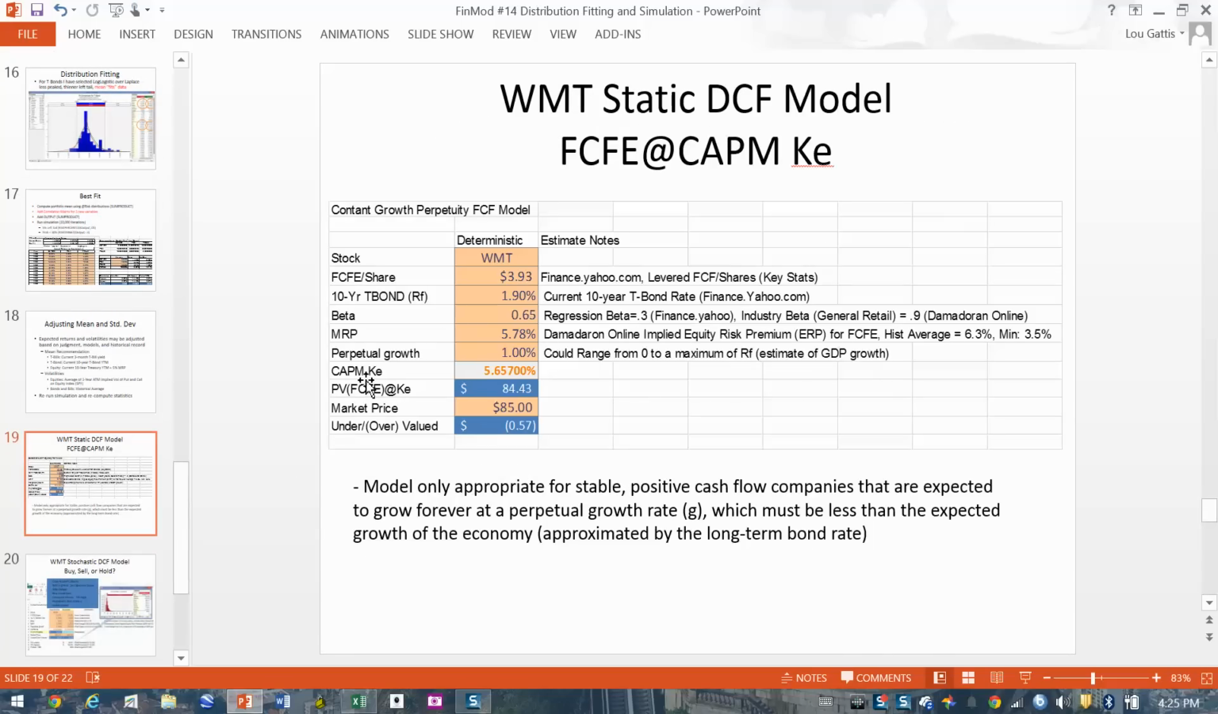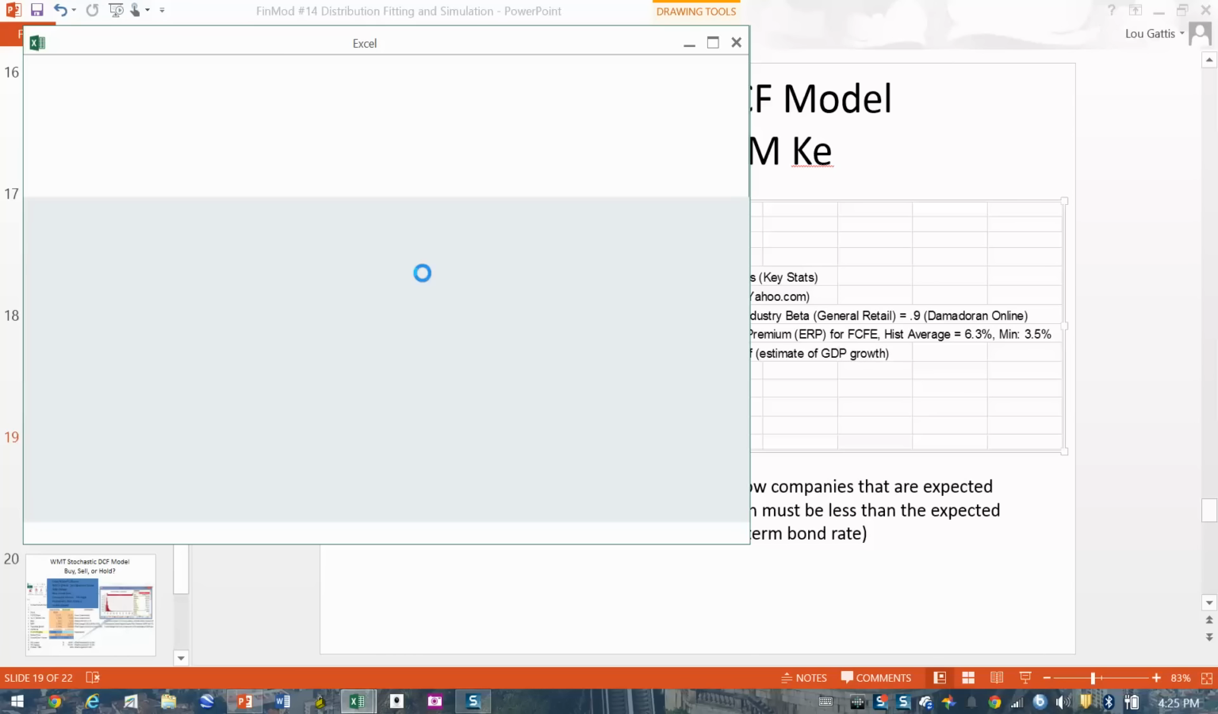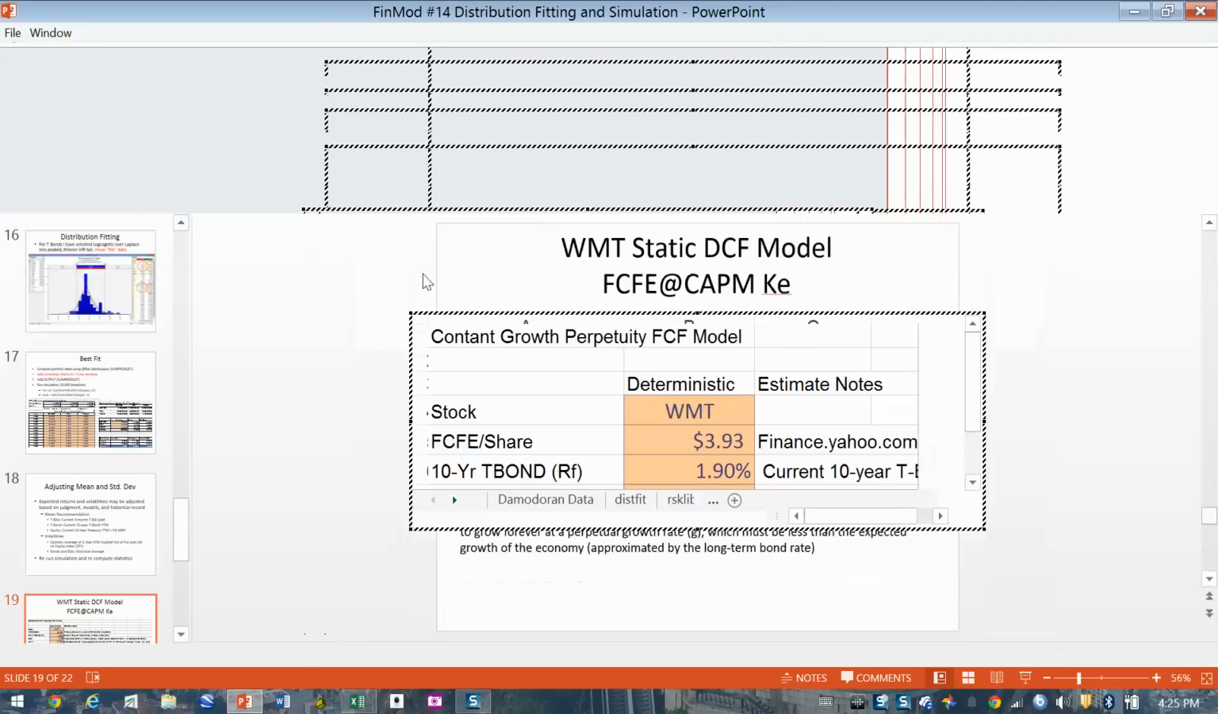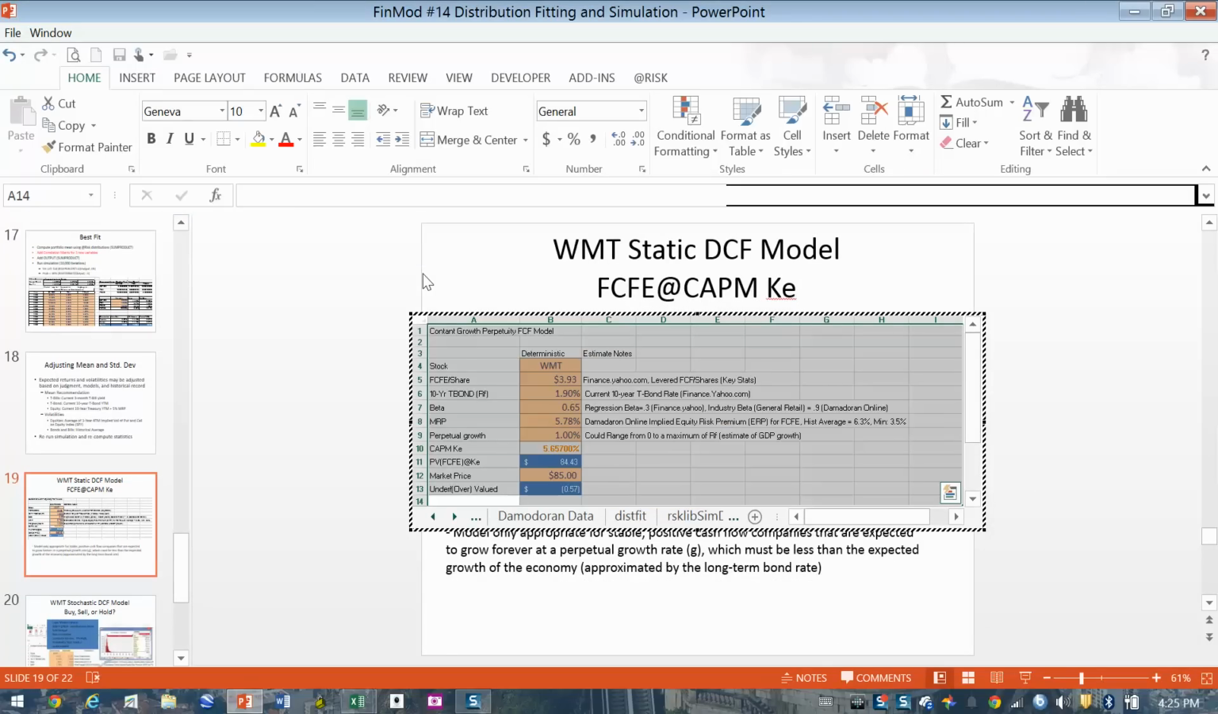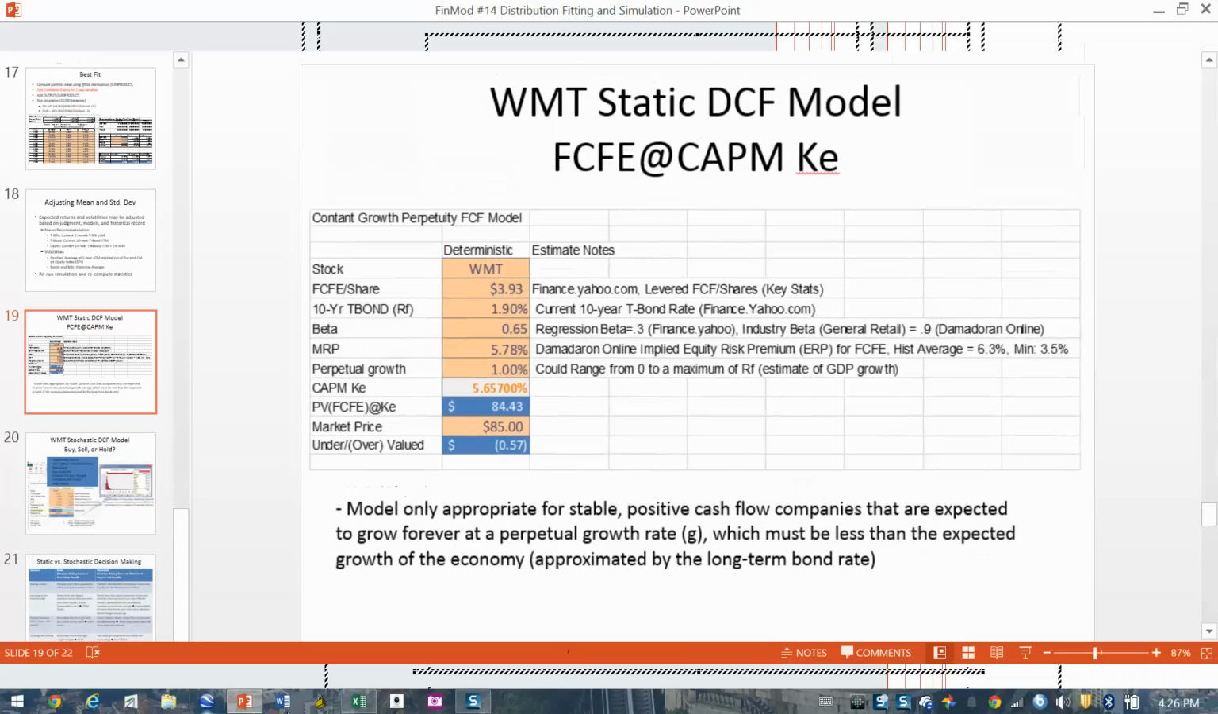So let's do one more thing, not related to a portfolio, but look at an individual stock. So I'm going to grab this data. So it's a Walmart DCF model. I'm going to put that in Excel.